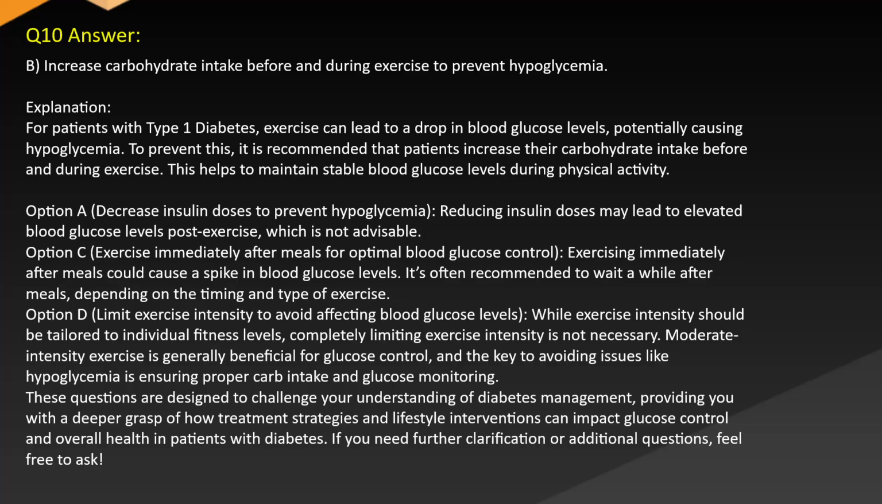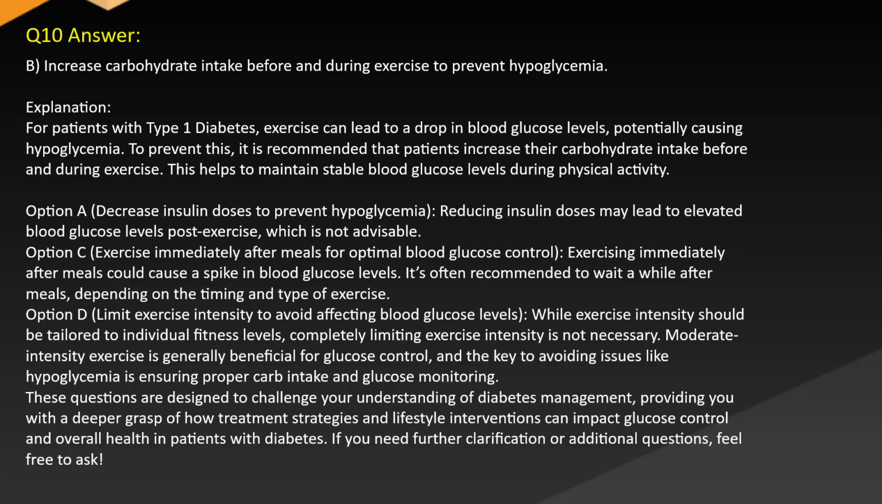Option A, decrease insulin doses to prevent hypoglycemia. Reducing insulin doses may lead to elevated blood glucose levels post-exercise, which is not advisable. Option C, exercise immediately after meals for optimal blood glucose control. Exercising immediately after meals could cause a spike in blood glucose levels. It's often recommended to wait a while after meals, depending on the timing and type of exercise.